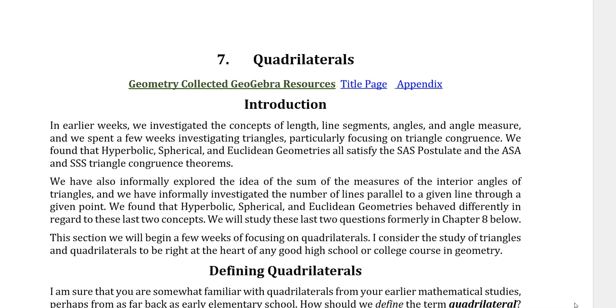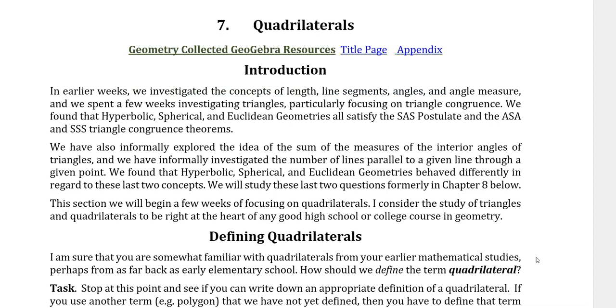In this section, we'll begin a few weeks of focusing on quadrilaterals, and I consider the study of triangles and quadrilaterals to be right at the heart of any good high school or college course in geometry. I'm going to try to set up some of these videos so that they're going to be applicable to a high school geometry course, and of course also for my college geometry course, which is my primary audience.